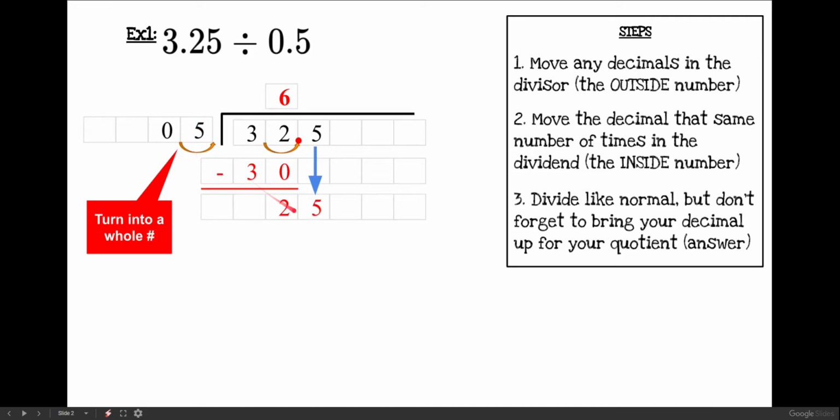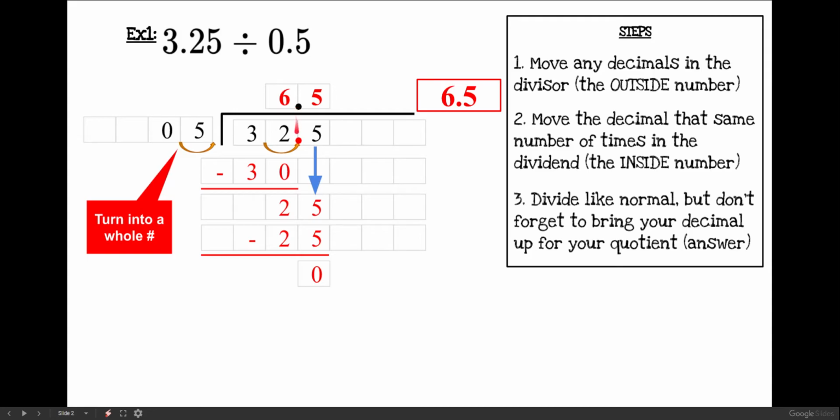Now, how many times can 5 go into 25? It goes into it 5 times. So 5 times 5 is 25. And that gets us 0, which is kind of nifty. Now, we're not done yet because we need to bring the decimal straight up at the end. So from here, bring it straight up. So our answer is 6.5.